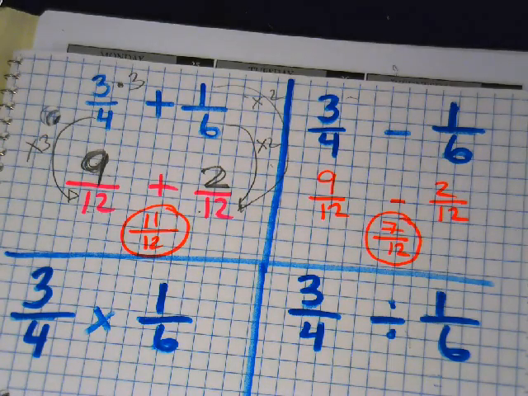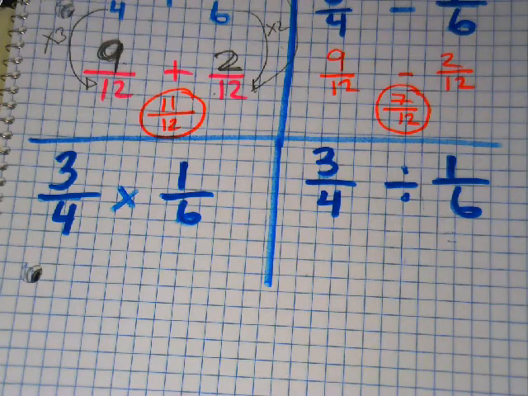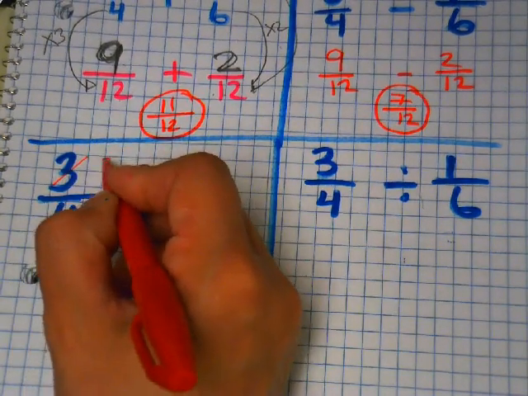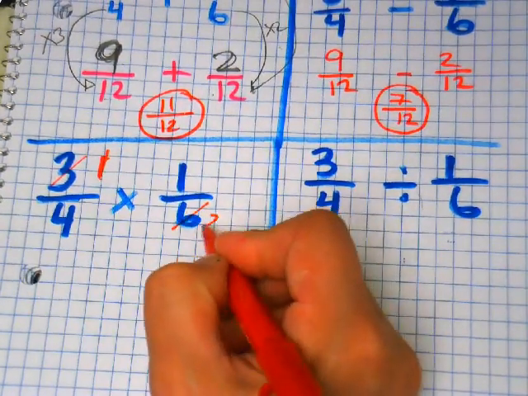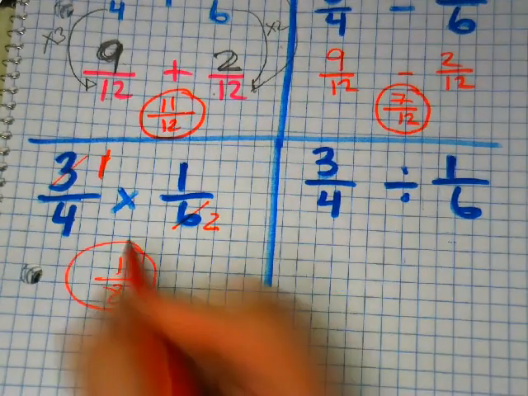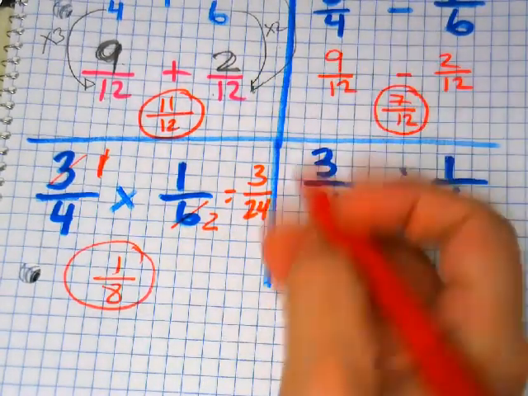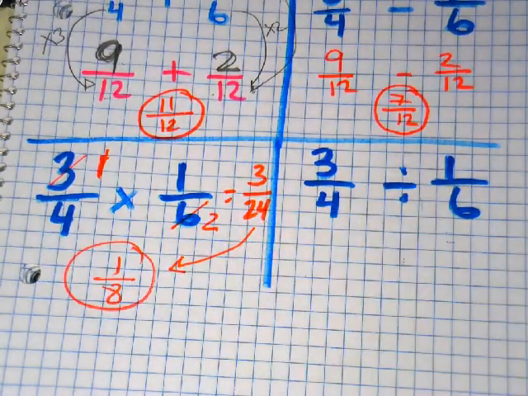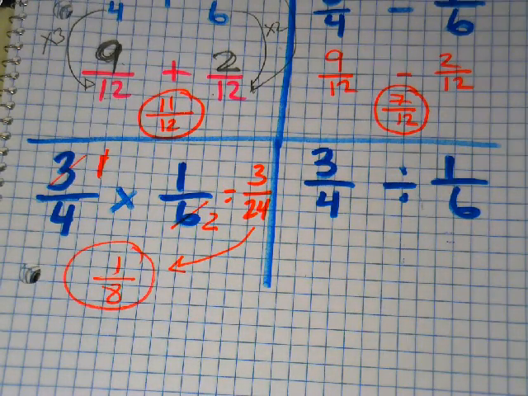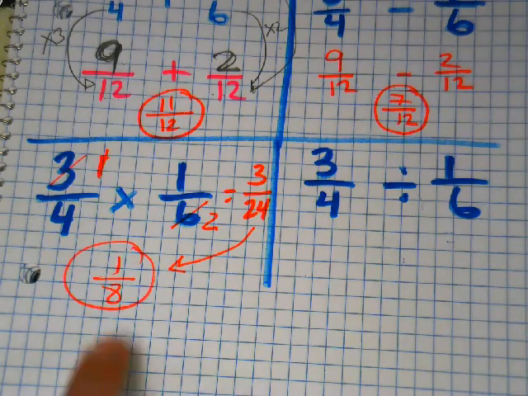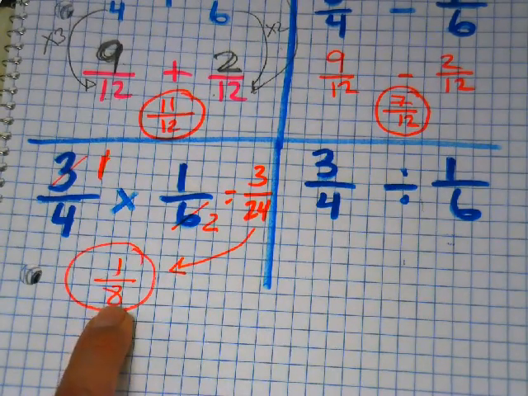All right, multiplication. Simplified. What do we get? 1/8? 1/8. Or you could do it the long way and get 3/24, and then 3/24 turns into 1/8. What's the answer I'm looking for on the do now? 1/8. Okay.